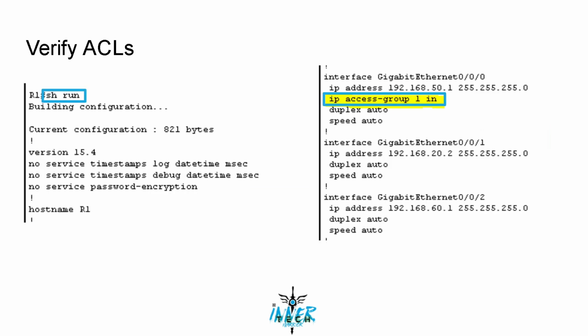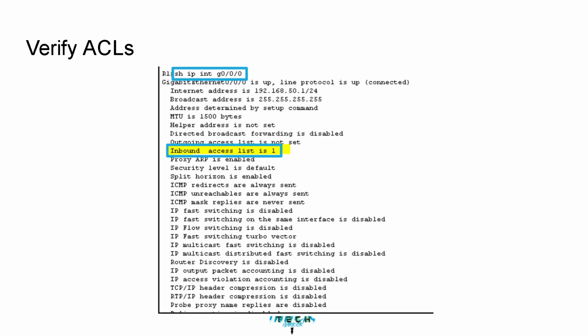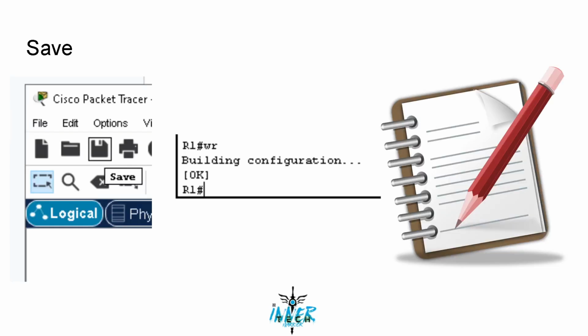To see where the access list was applied, we can do a show run and then just look for the access group 1 command on one of the interfaces. Or since we know which interface it's on, we could do a show IP interface G0/0 to see that it states inbound access list is 1. Alright, let's save your configuration and your Packet Tracer file and update your notes.